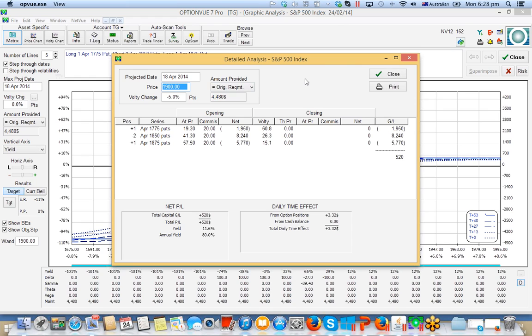And OptionVue, of course, provides you that facility. So I do recommend you consider this. And if you have OptionVue and don't use it much, please give me a call.